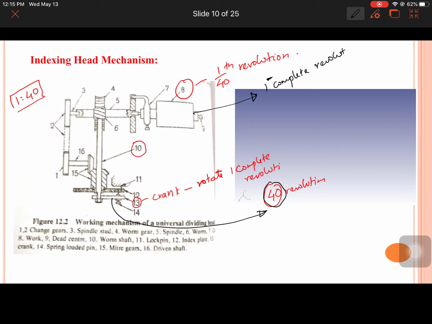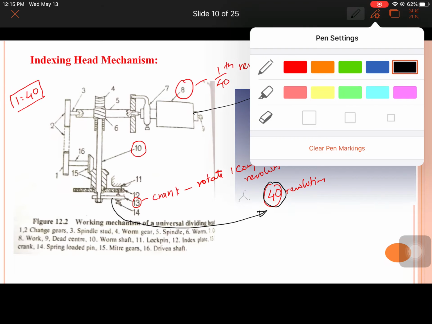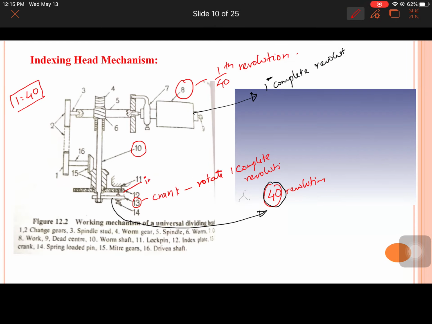The point you need to understand in simple indexing or angular indexing is that the index plate which was shown here is always in locked position. How can we ensure that it is in locked position? That is by using this locking pin. And what we are doing in simple or angular indexing is simply rotating this crank so that it will rotate the worm shaft. Through the worm shaft, the motion is transferred from worm and gear to this work part.